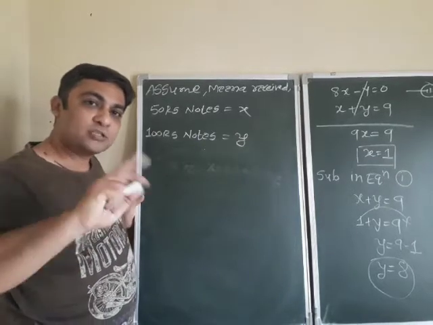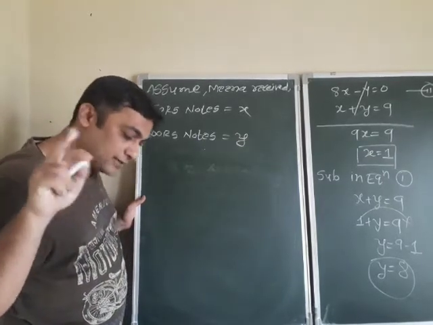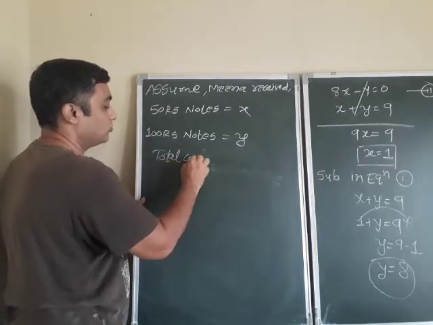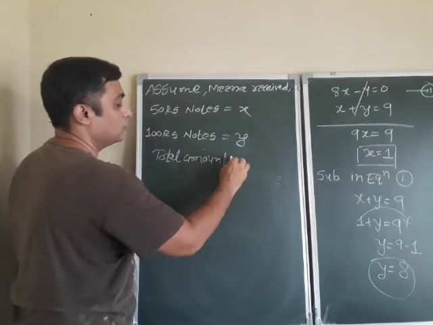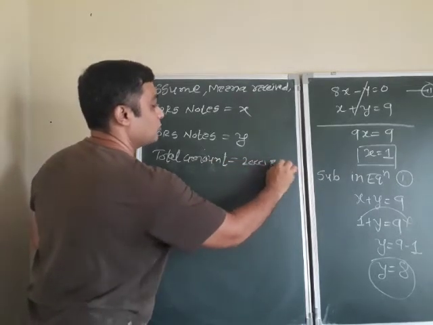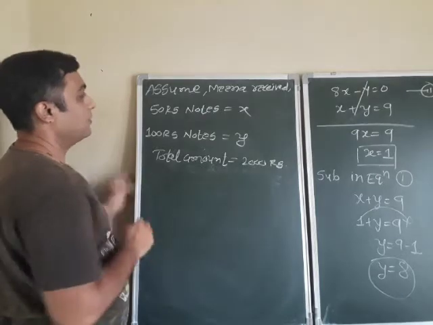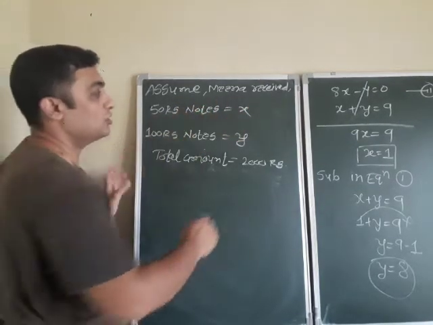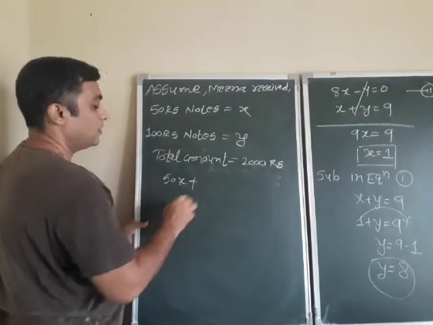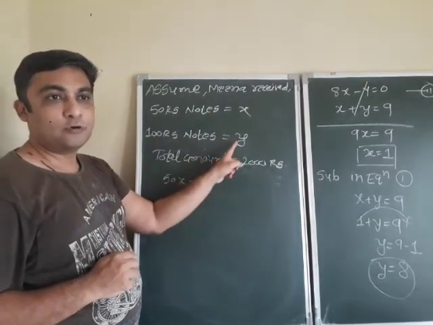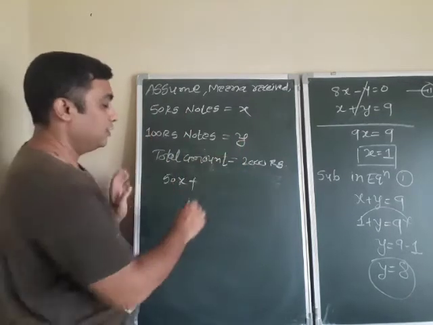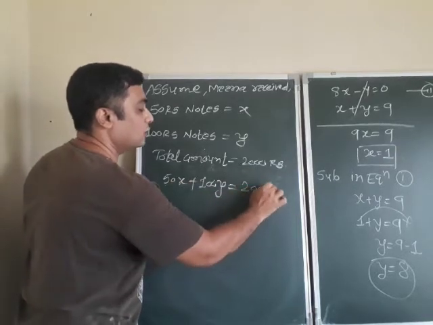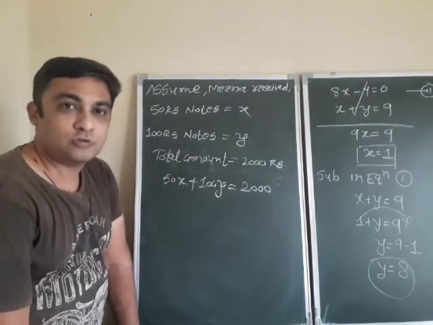So what is the total amount she withdrew? The total amount she withdrew is 2000 rupees. So the amount she received from 50 rupees notes is 50x, and the amount she received from 100 rupees notes is equal to 100 into y, that is 100y, and this total amount is equal to 2000 rupees because she withdrew 2000 rupees.